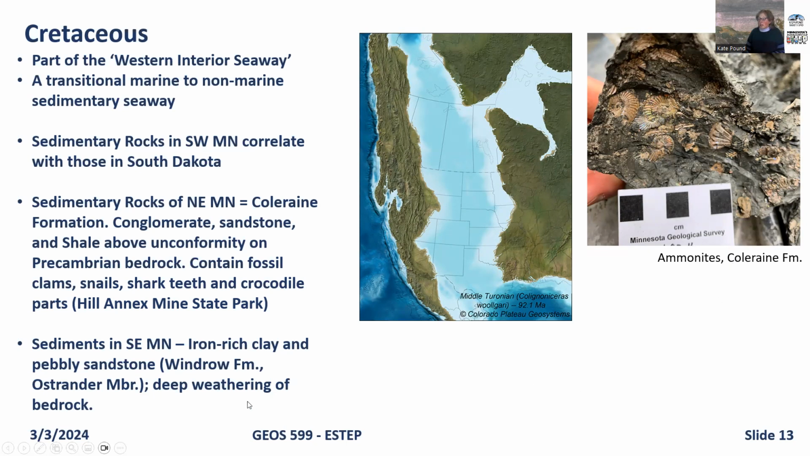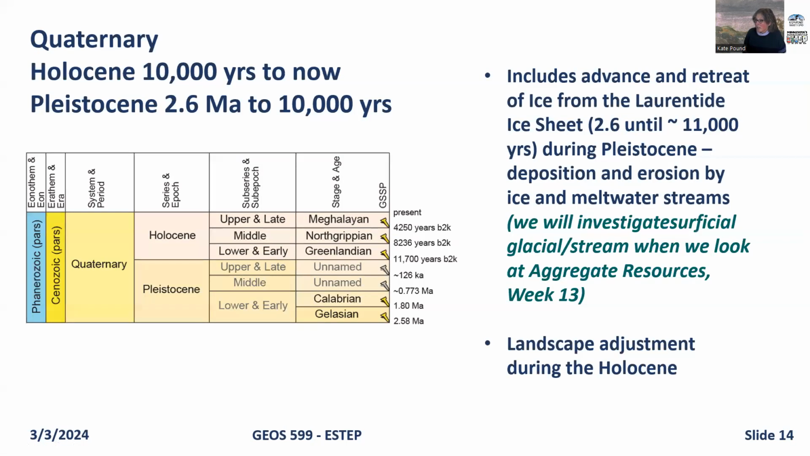Where else do we see Cretaceous sediments? In southeastern Minnesota, there's really weird, slightly iron-rich clay and pebbly sandstone. These units go by the name of the Windrow Formation, and specifically the Ostrander member. And these are regarded as the result of deep chemical weathering, and probably some physical weathering, of the bedrock. So that's our Cretaceous sediments.